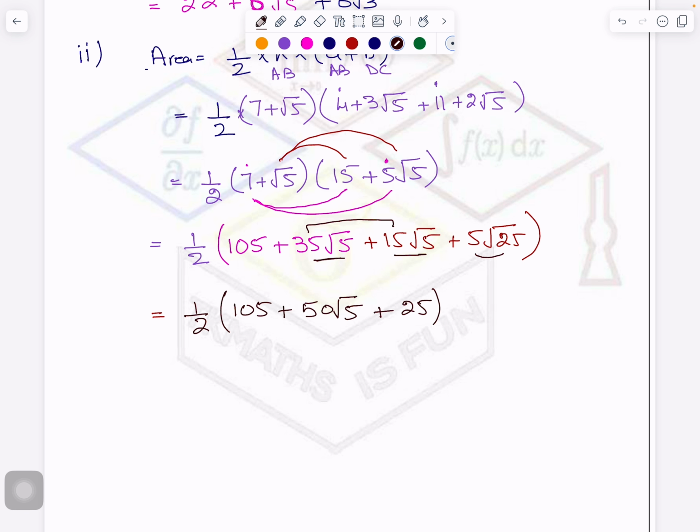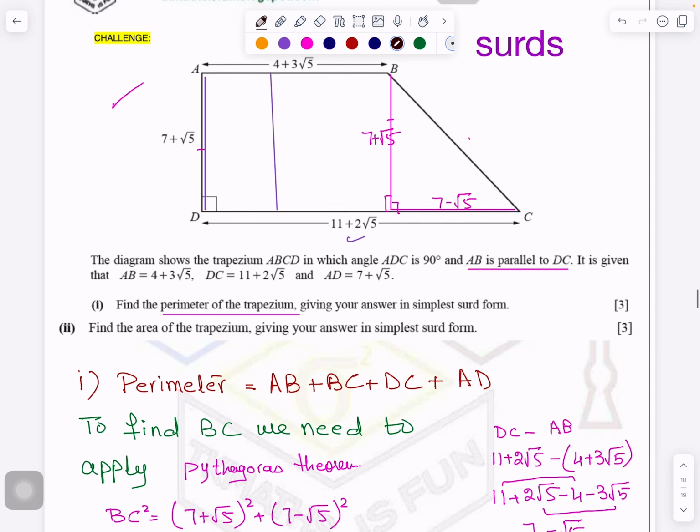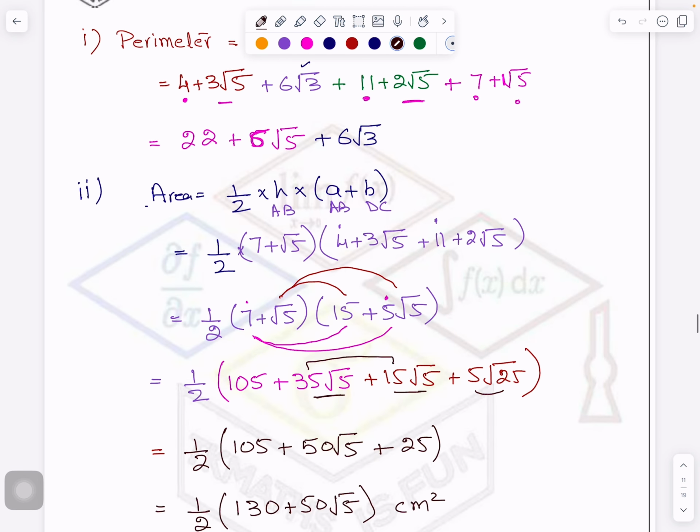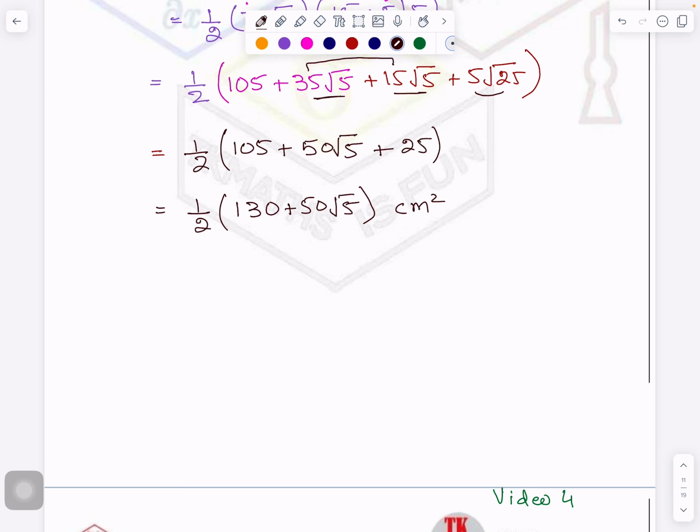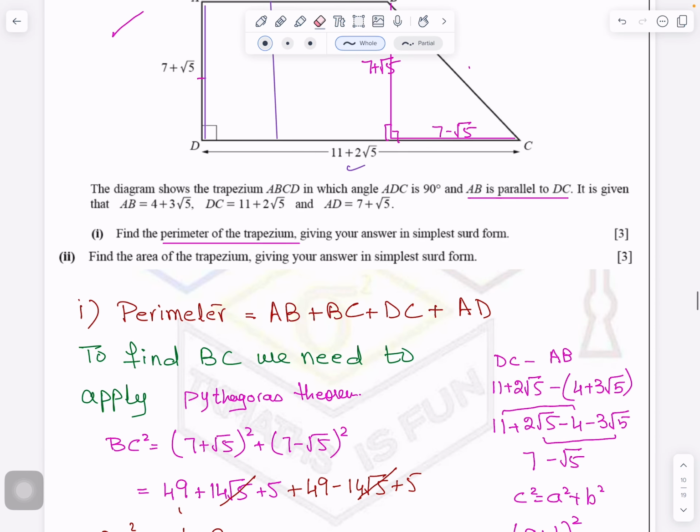So after that you will do what? Half of 130 plus 50 root 5. That is all. You got your area of the trapezium. Because was it written centimeter? No, it wasn't written. So I don't need to write centimeter here. Rather I can write square unit, sorry. Okay, so this is how you will find out the area and perimeter.